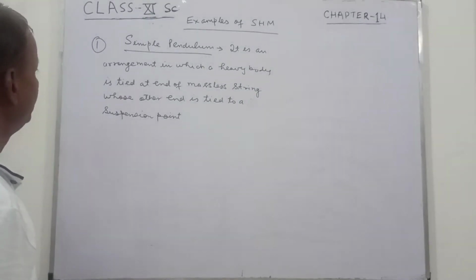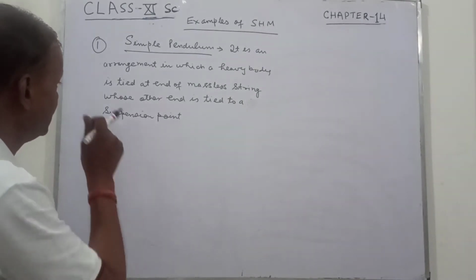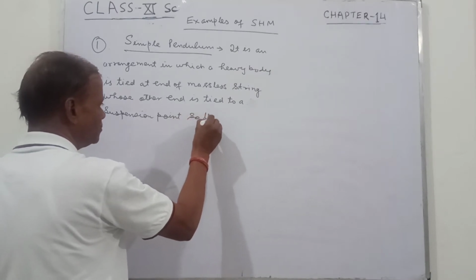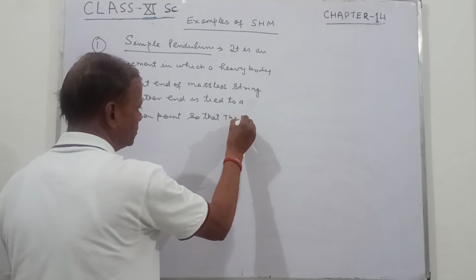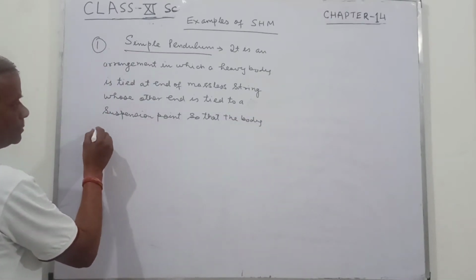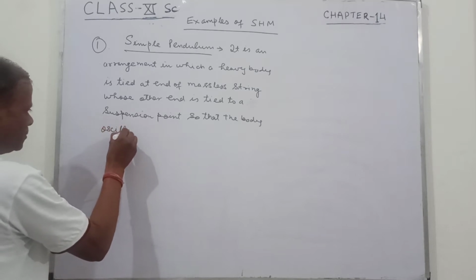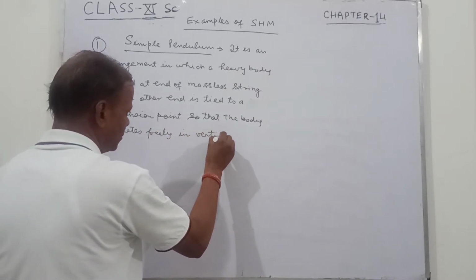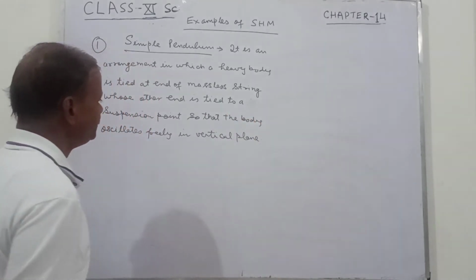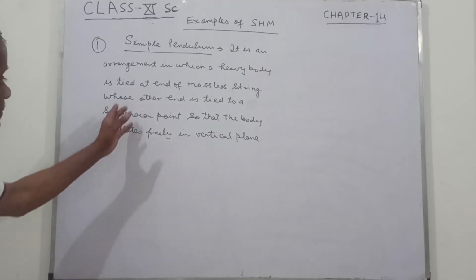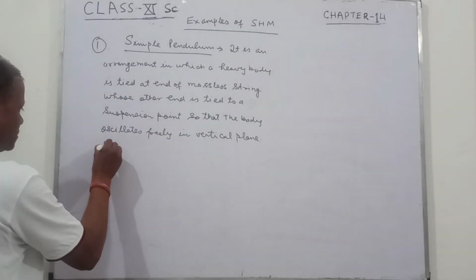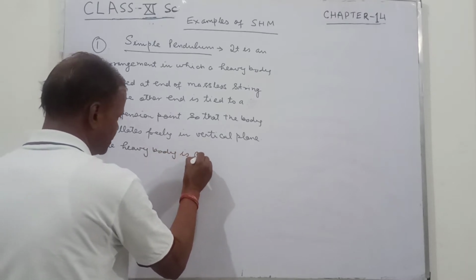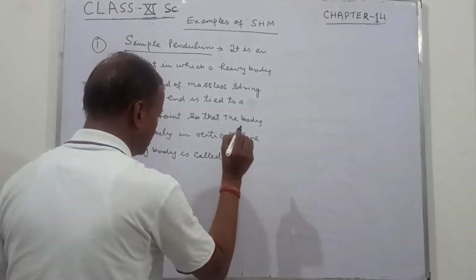It is an element in which a heavy body is tied at one end of the massless string whose other end is tied to a suspension point, so that the body oscillates freely in a vertical plane. So this heavy body is called the bob.